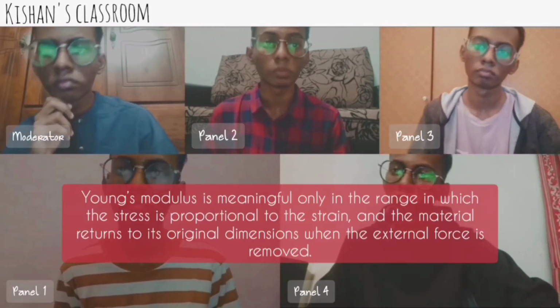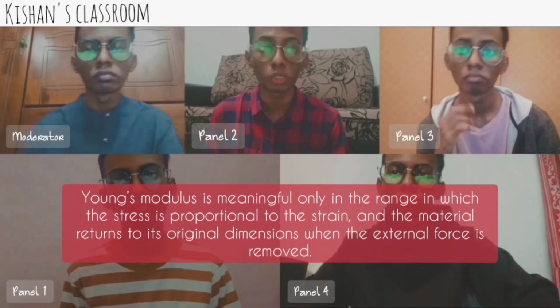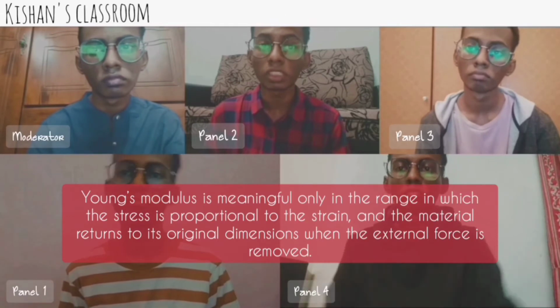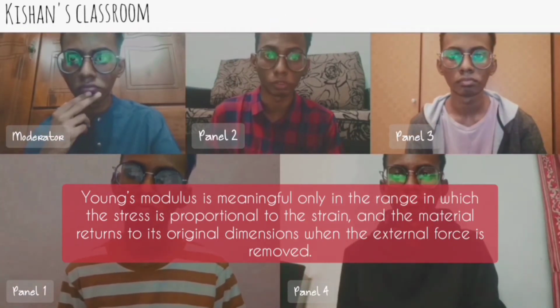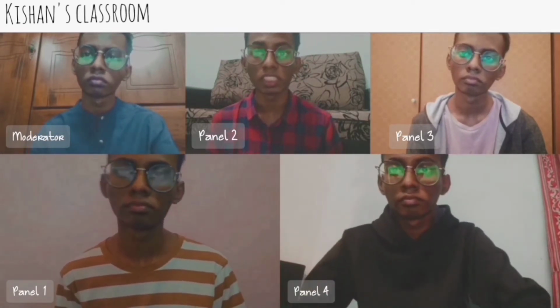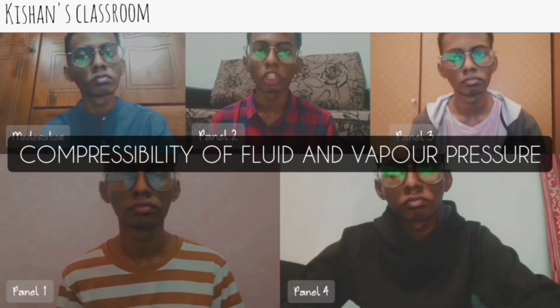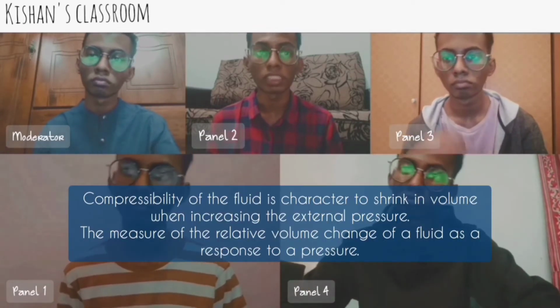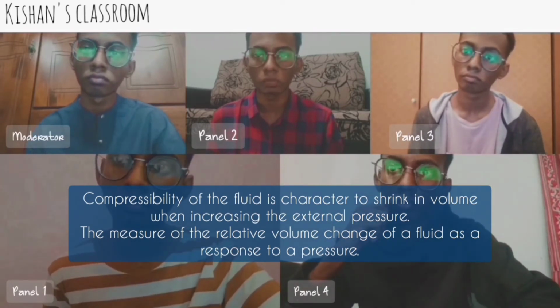So Young's modulus is meaningful only in the range in which the stress is proportional to the strain, and the material returns to its original dimension when the external force is removed. Okay, so the next part that we're going to study is compressibility of fluid and vapor pressure. Compressibility of the fluid is characterized by a shrink in volume when increasing the external pressure.